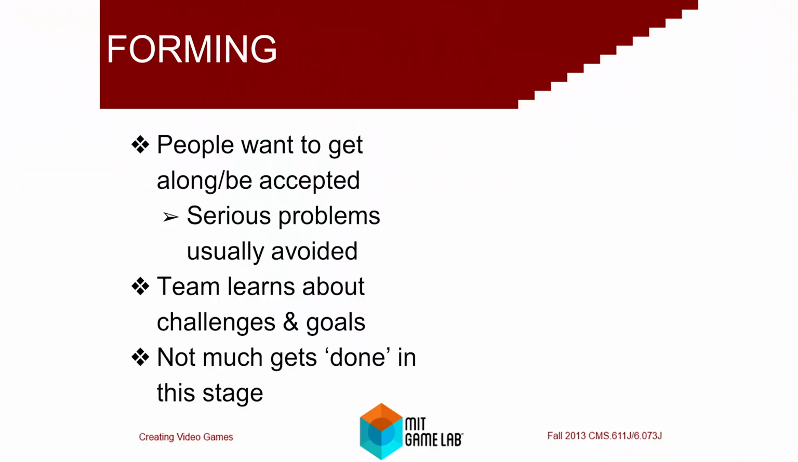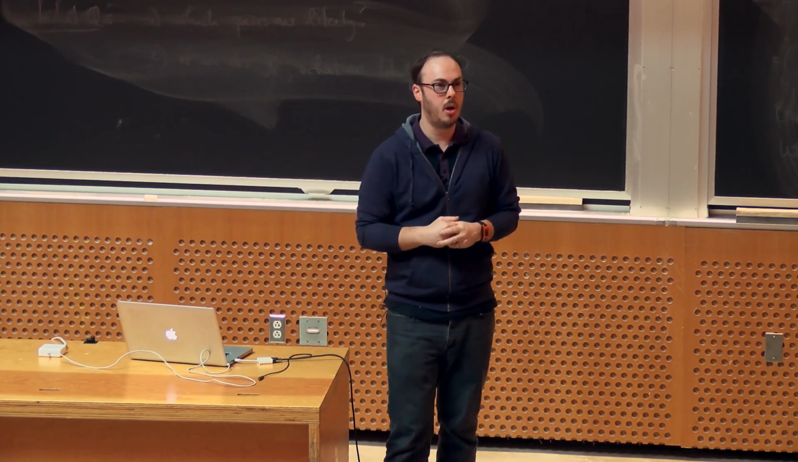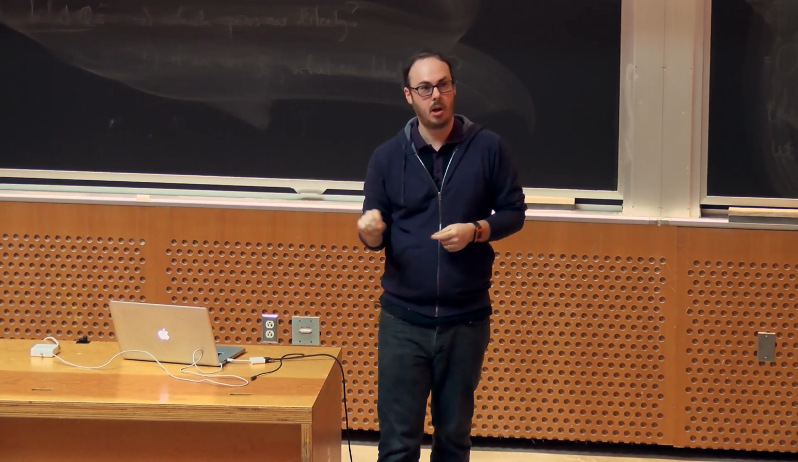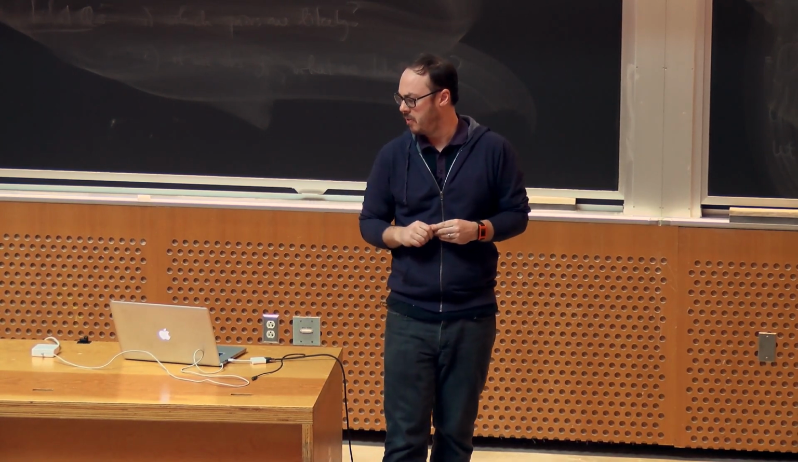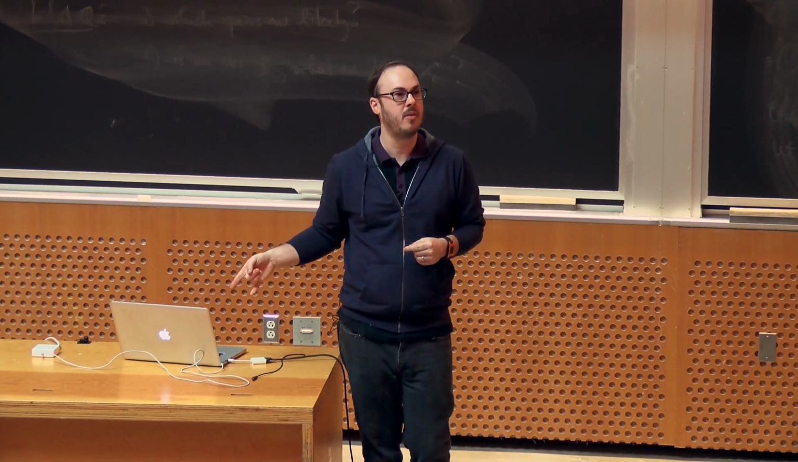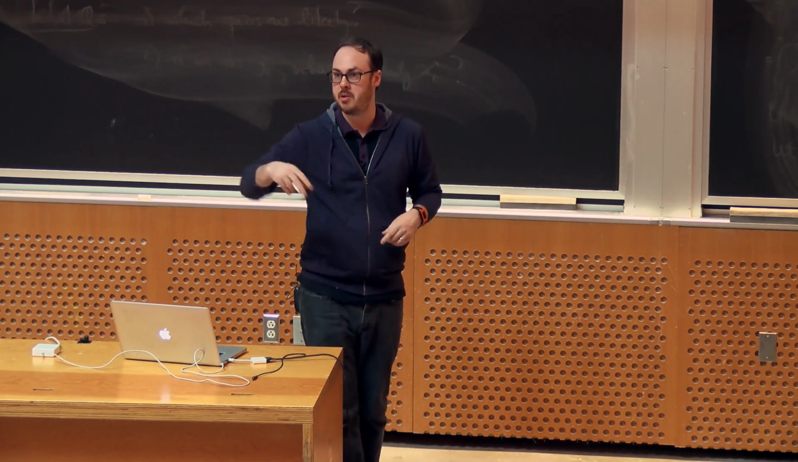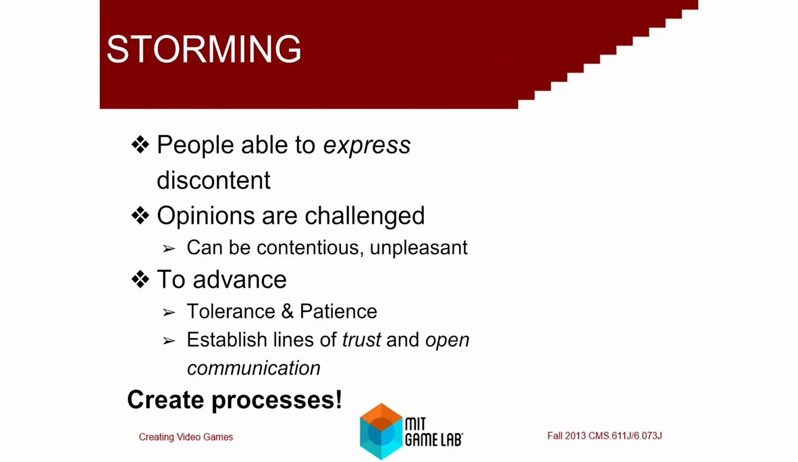So the forming phase, this is when you first start getting together. Everyone wants to be friendly. Everyone wants to get along and to be accepted by each other. There might be some serious problems from the get-go, but they're usually avoided. And the team learns about challenges and goals, but not much gets done. There's no real task completion going on in this stage. Has everybody seen this? When you think about your previous teams, you've been in this stage, right? When you first got together? So project 2, project 3, and I want to ask you some questions about projects 2 and 3 as we go forward. All right, that's a happy stage.